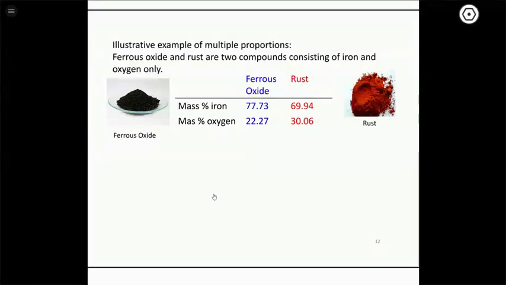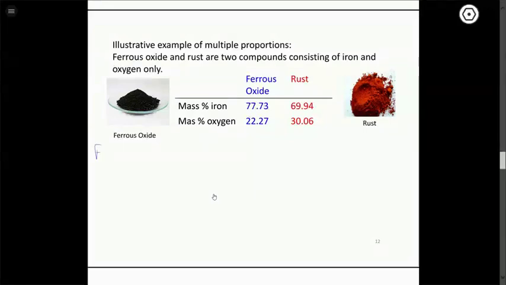And what it tells us even further is that if we take the ratio of, let's say, oxygen to iron or iron to oxygen, however we choose to do it, the two ratios for the two compounds will be related to each other by small whole numbers. Let's see how that works here.